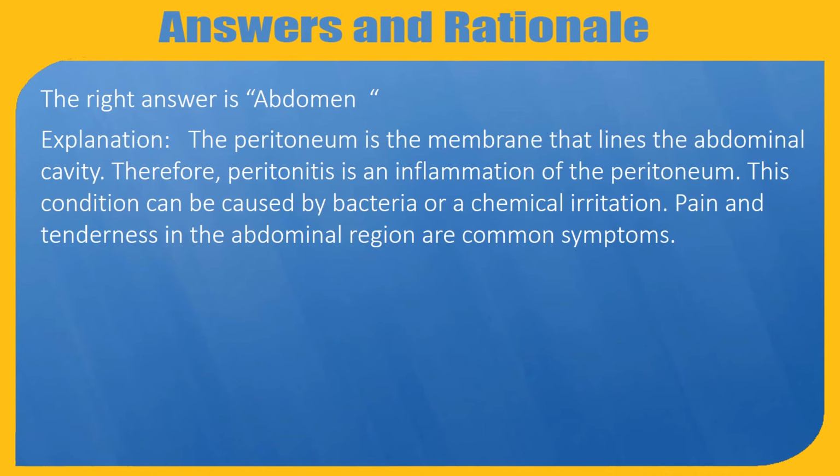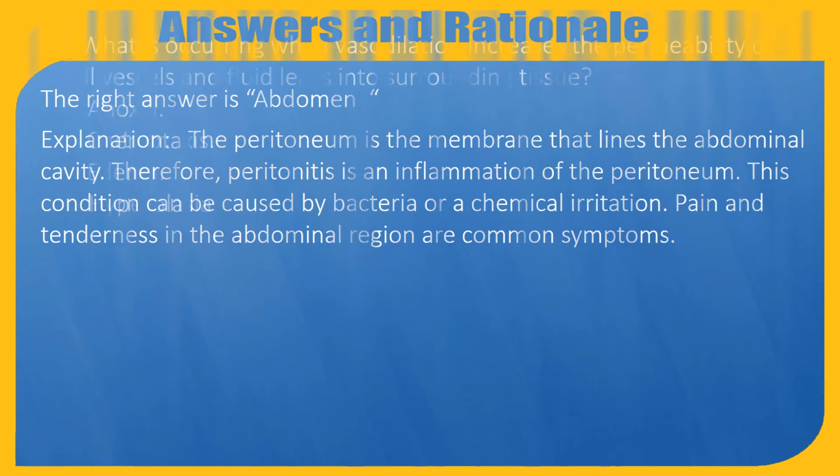Explanation: the peritoneum is the membrane that lines the abdominal cavity. Therefore, peritonitis is an inflammation of the peritoneum. This condition can be caused by bacteria or a chemical irritation. Pain and tenderness in the abdominal region are common symptoms.